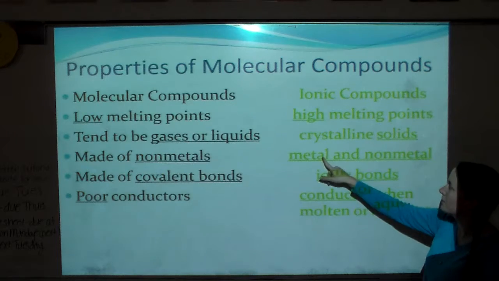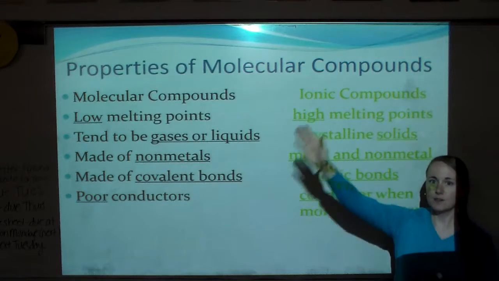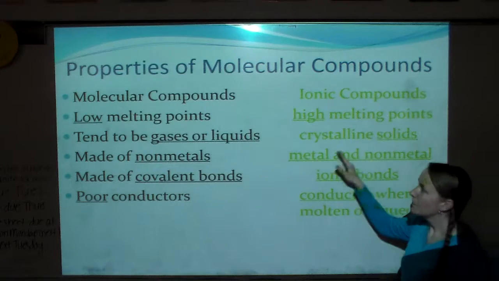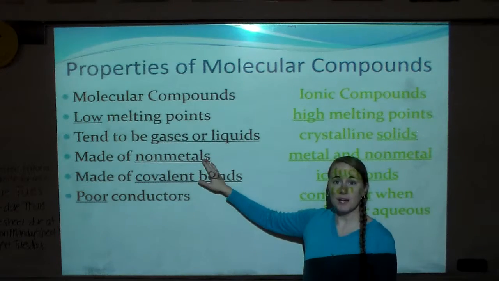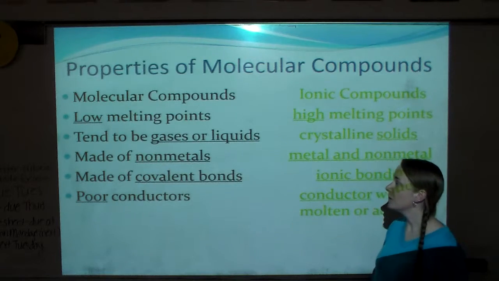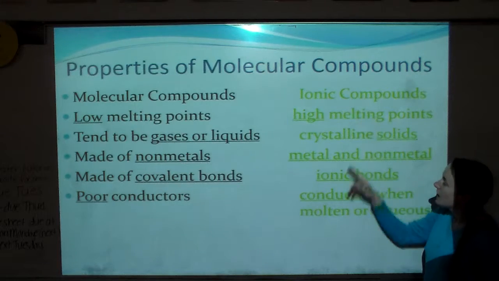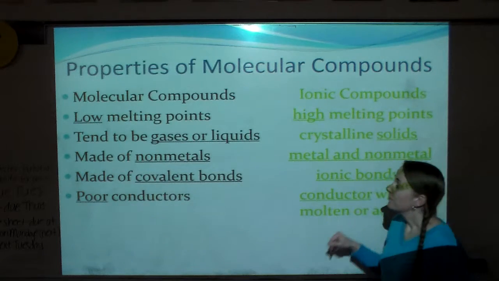Ionic compounds are made of a metal and a non-metal, which means something from the left and something from the right of the periodic table. Whereas molecular compounds are only made of nonmetals. So in this chapter, we're going to be focusing on the right of the periodic table. And hydrogen, of course. Ionic compounds are made of ionic bonds.